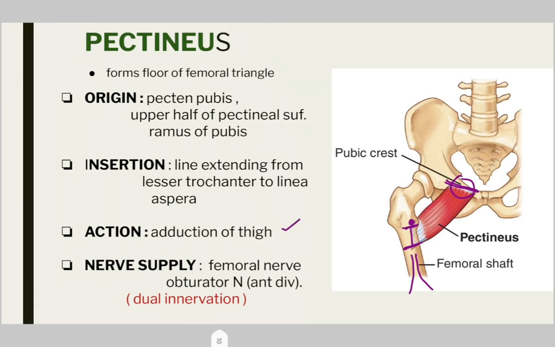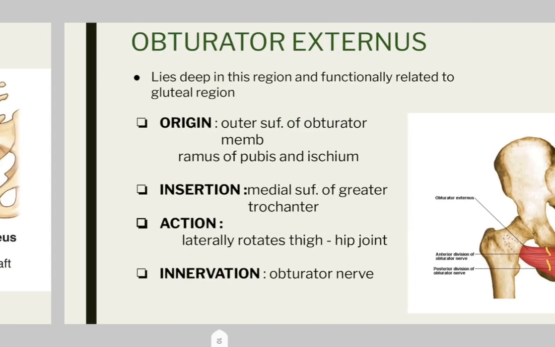Coming to the action, of course it will help in the adduction of the thigh. And innervation: it also has dual innervation. It is innervated by the femoral nerve and also the obturator nerve. So which both muscles have dual innervation? That is pectineus and adductor longus.